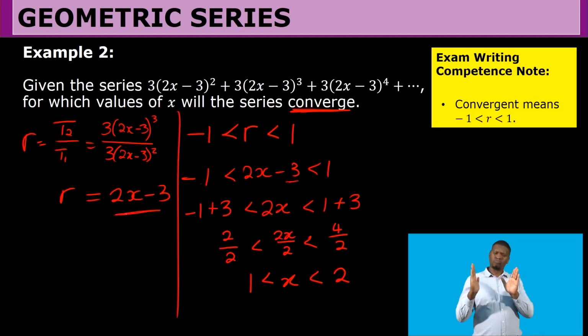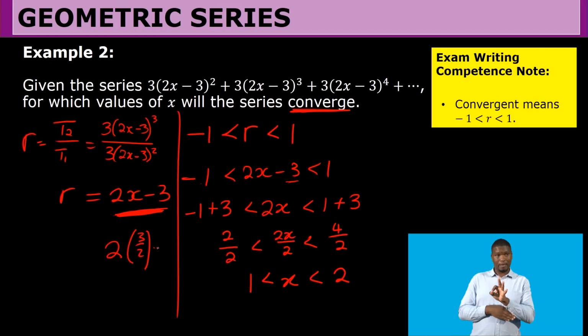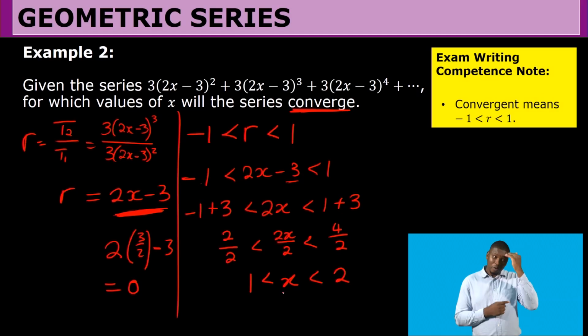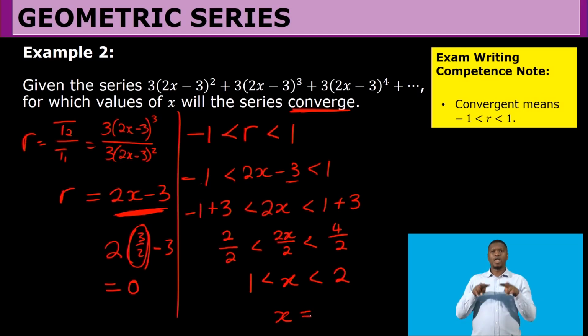And remember, looking at our common ratio, we know that we cannot get a ratio of 0. So we know that if we had to multiply our 2 by 3 over 2, that would give us a ratio of 0. So that's something like an extra thought that you have to put into it, because we know that the value of x is going to be between 1 and 2, and we know that 3 over 2 is between those two values. We can then say that x can be any value between 1 and 2, but really it cannot be 3 over 2. So x cannot be 3 over 2. That's just an extra thought to put into our calculation.